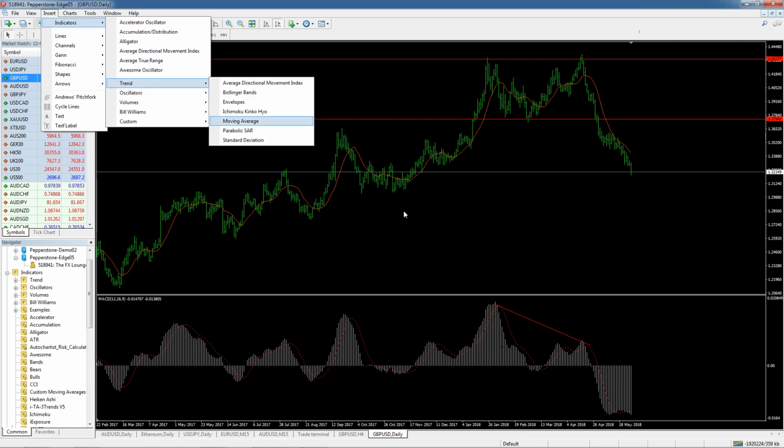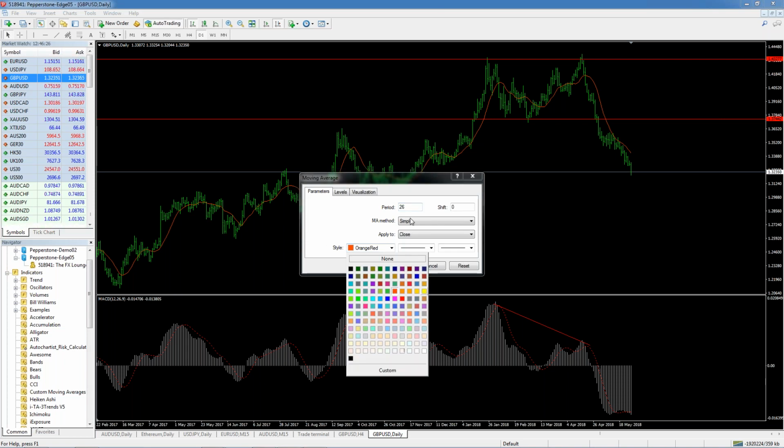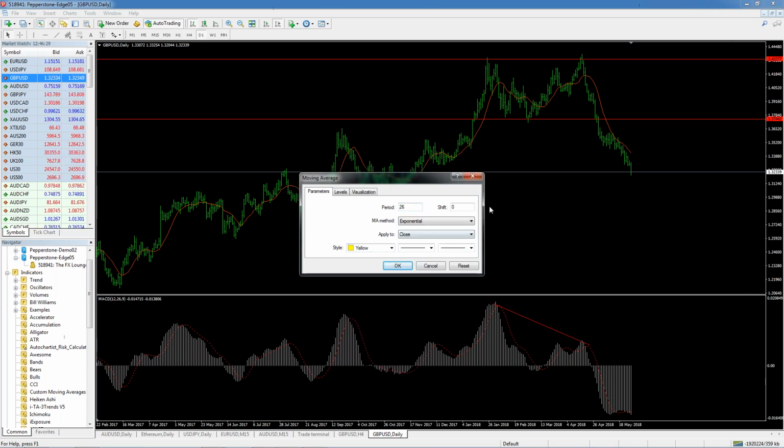So we're going to pop a 12 EMA on. Just change it from simple to EMA. Oh yeah, I'll put the other one as EMA as well. One second.